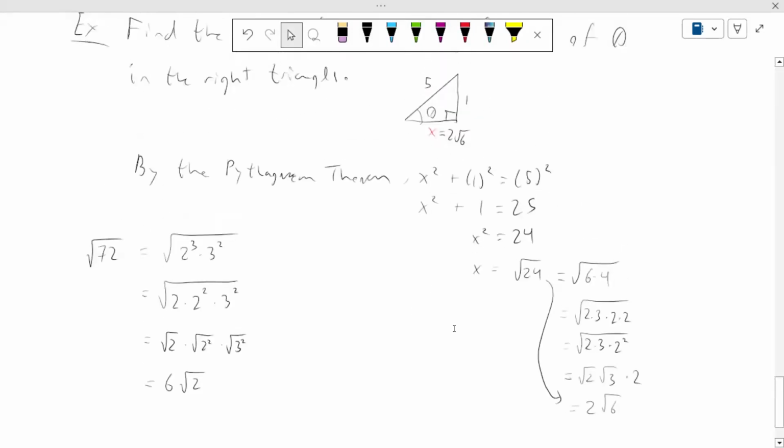So I'm going to relabel these as opposite, adjacent, and hypotenuse. The opposite side is the side across from theta, so the opposite side is equal to 1. The adjacent side is the side that's touching theta, so that's going to be 2 square root of 6. And the hypotenuse is 5. That's everything I need to be able to find sine of theta, cosine of theta, tangent of theta, and so on and so forth.